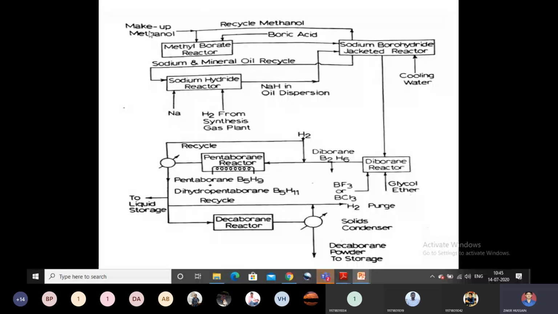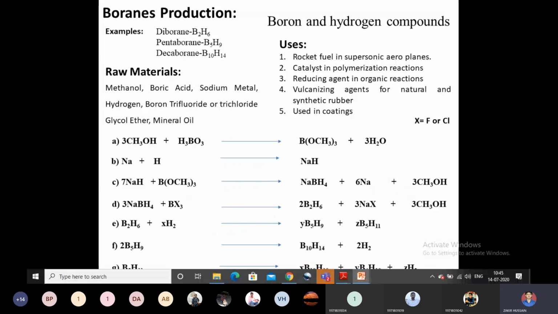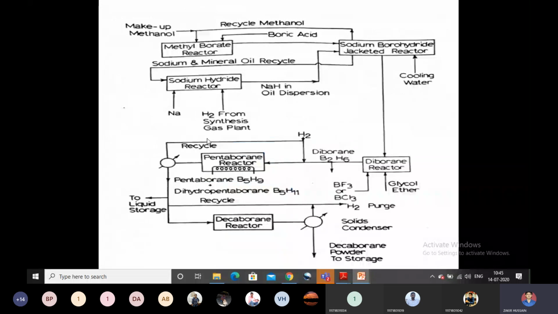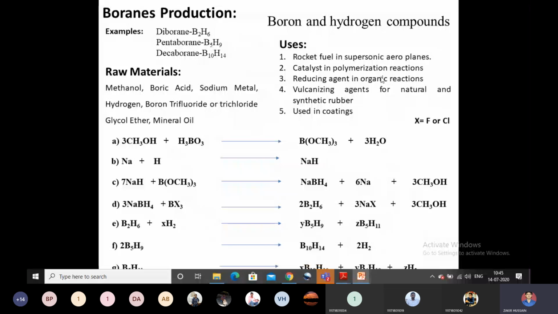In the methyl borate reactor, the methanol along with boric acid will be loaded. This methanol and boric acid will undergo a reaction as given in reaction A, in which 3 molecules of methanol will react with 1 molecule of boric acid in order to give you methyl borate here in the methyl borate reactor, with the liberation of 3 molecules of water.